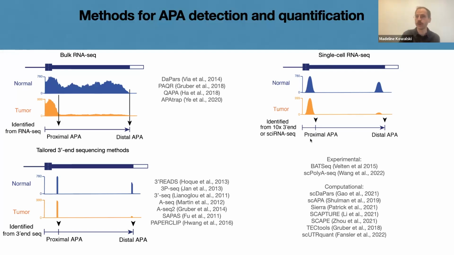In addition to these broadly used methods, there are also additional experimental methods like BAT-seq or single-cell polyA-seq, which may allow us to get single nucleotide information. But most prominently, researchers have focused on computational methods in order to infer from naturally 3' biased data types and make an inference about which 3' UTR has been used.